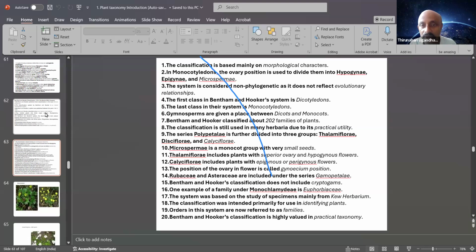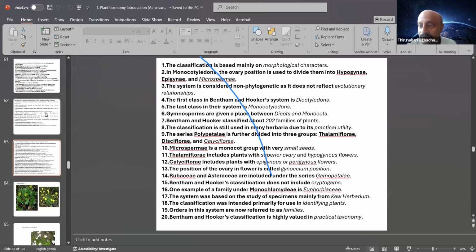In monocots, the ovary position is used to divide them, with hypogynous positions in the monocot plants. The system is considered non-phylogenetic; it does not reflect evolutionary relationships. The first class in Bentham and Hooker is dicotyledons, the last class is monocotyledons, and between them are the gymnosperms. Bentham and Hooker's classification has about 202 families. It is still used in many herbaria due to its practical utility.